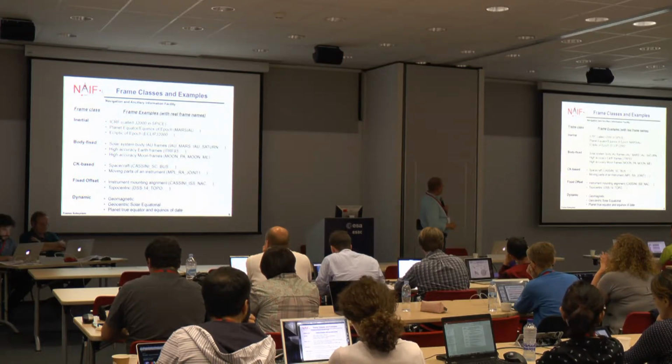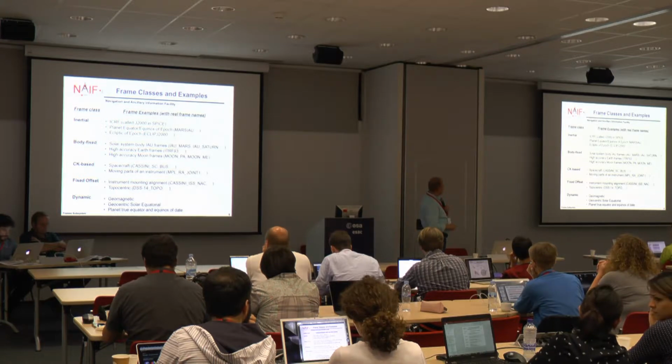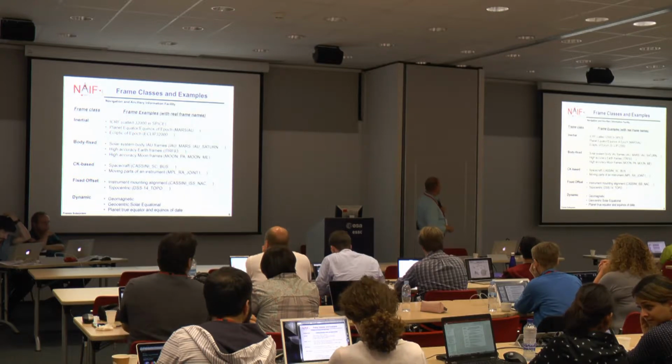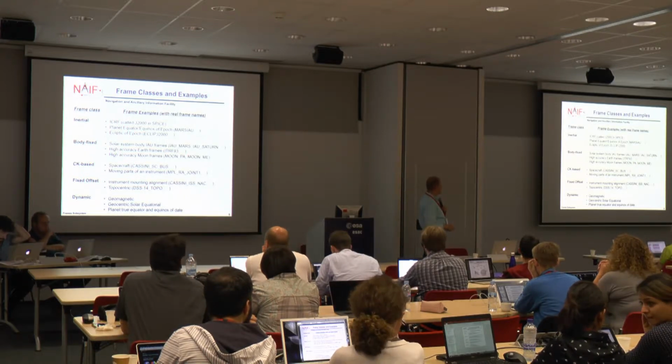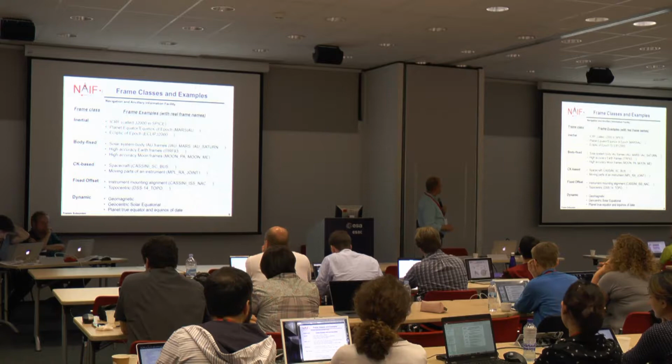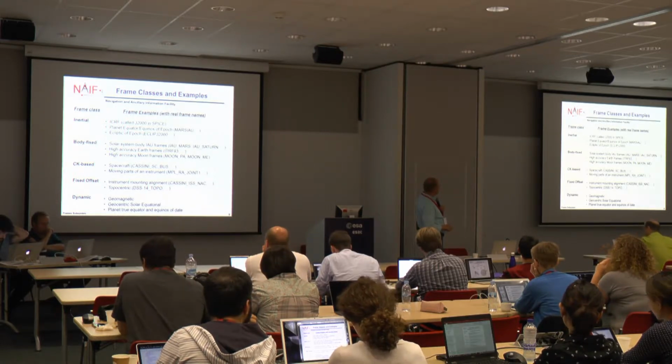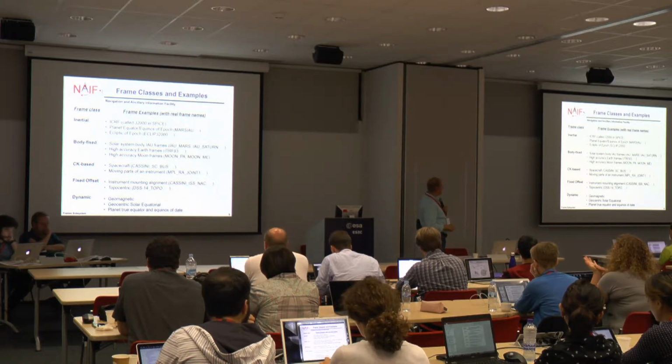Inertial frames: ICRF, which is called J2000 in SPICE. There's plane, equator, and equinox of epoch frames. We have a frame called Mars IAU built into the toolkit. Please don't confuse it with IAU Mars, which is a body fixed frame based on PCK constants. There are a couple of frames that are ecliptic of epoch frames, ECLIPJ2000 and ECLIPB1950.